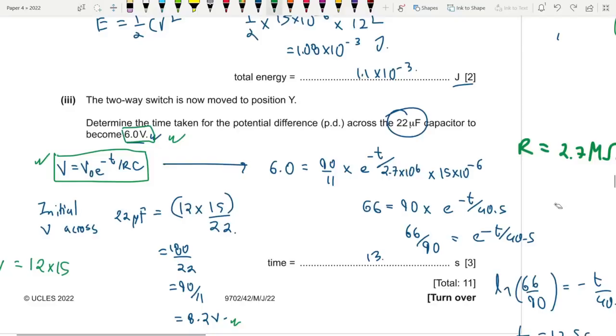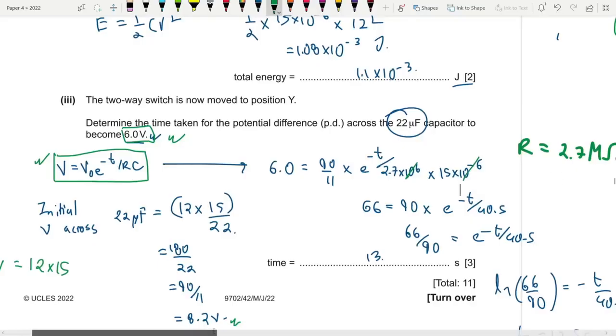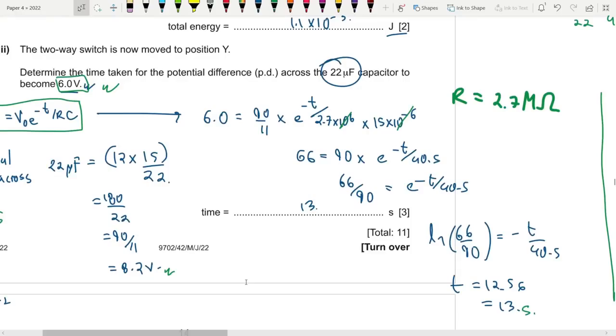We can get rid of this one as well as this one. So it's 40.5. Now you bring 90 to the left side and you introduce ln. So you end up with ln 66 by 90 is equal to minus t divided by 40.5. Ln e gets removed and the power comes down, right? So after you solve this, you get an answer of 12.56 seconds, or it's 13 seconds, yeah, to two significant figures because the data is in 2SF.